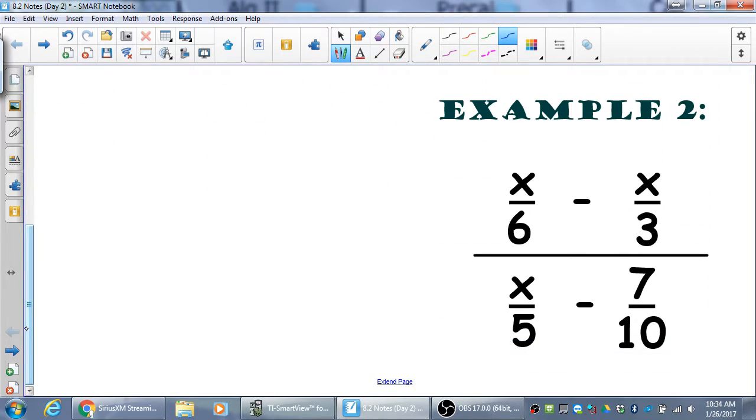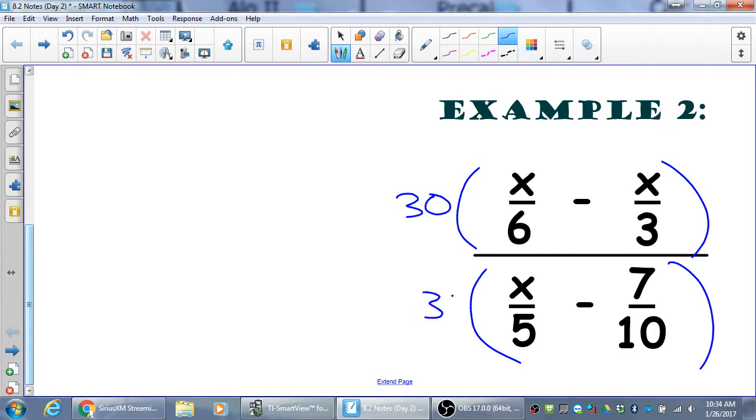There's our next one. 6, 3, 5, and 10. I think I got it. Do you know what the common denominator would be between those 4 numbers? It would be 30. That's right. So I need to multiply everything times 30. So really what you're doing is you're multiplying the top and the bottom by 30.